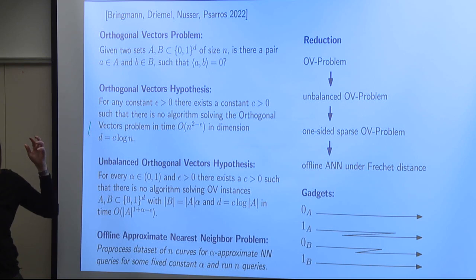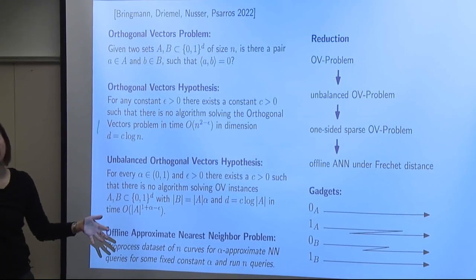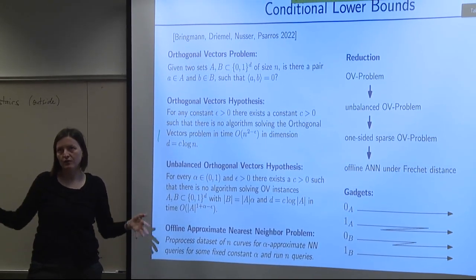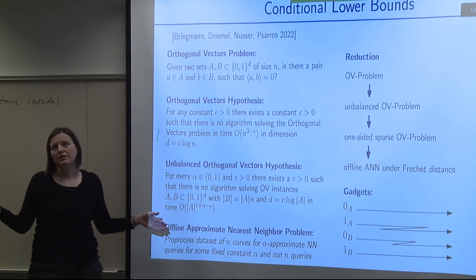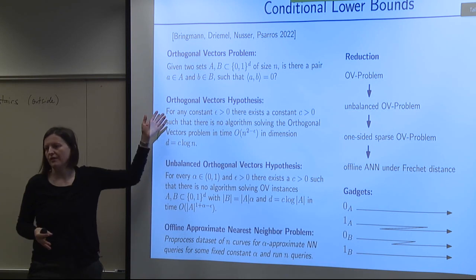We preprocess n curves for alpha approximate near neighbor queries, and then we run n queries. And we look at the total time that it takes to preprocess this and to do these queries. And we say, okay, if I can do this using a data structure for this problem, I can solve orthogonal vectors. Okay?